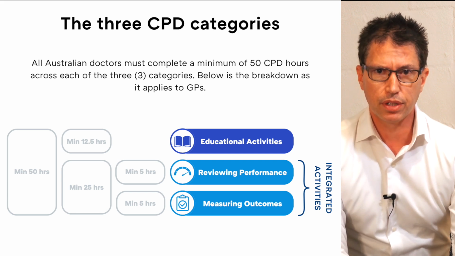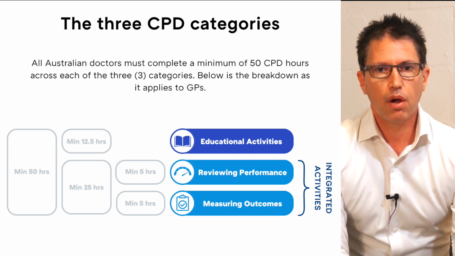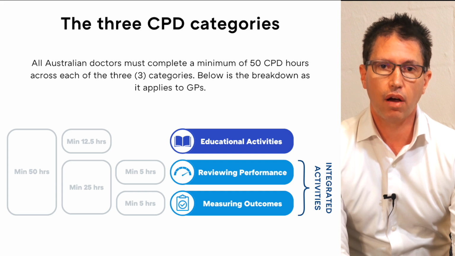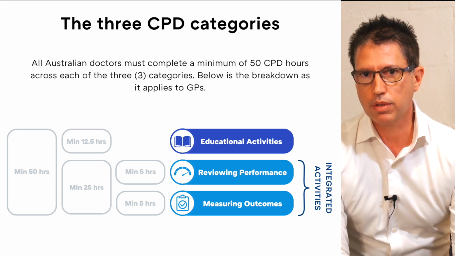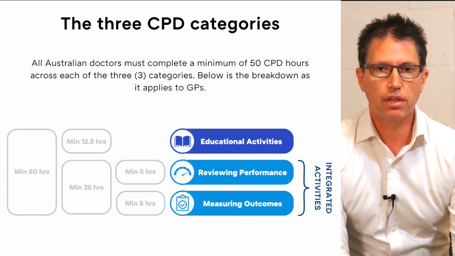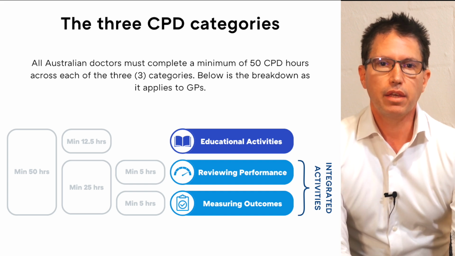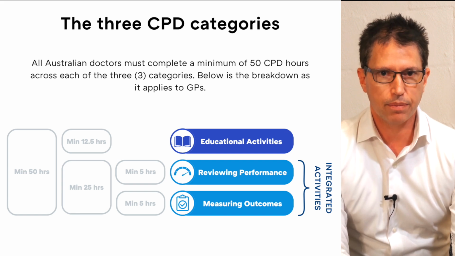It's also really important to note that these aren't distinct and isolated categories. When you combine two or more of them together, they're known as hybrid activities. So when you're thinking about designing a webinar or a face-to-face workshop, you also need to be thinking about integrating into that the reviewing performance and/or measuring outcomes activities as well.